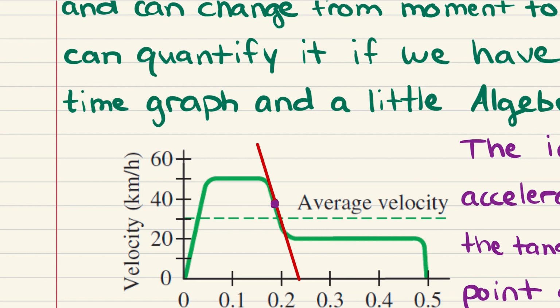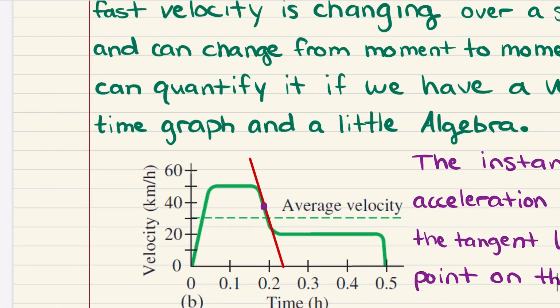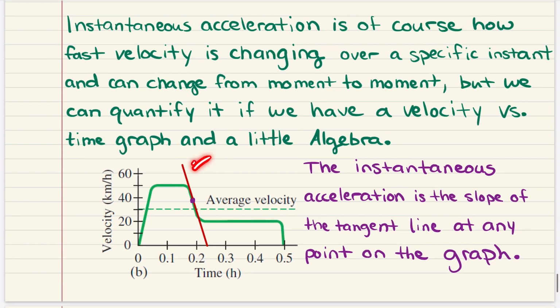A tangent line, of course, is a straight line that touches or attempts to touch only that point. Now, if the change is constant, then it is going to be touching the points around it, but it is a straight line that is touching only that point and is following, or at least attempting to follow, the slope of the graph at that point. So if we were to find the slope of this red line, that would actually give us the instantaneous acceleration of the object at that purple point right there, at about the 0.2 hours point.